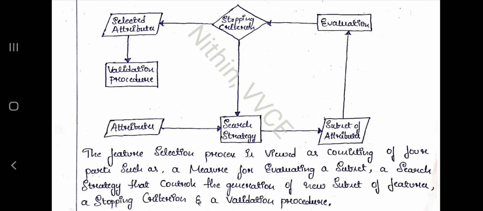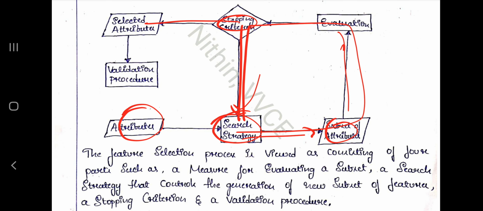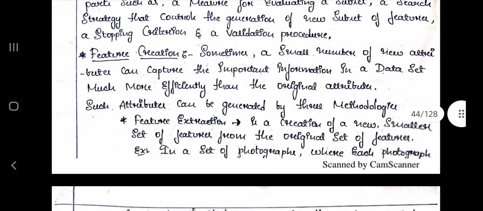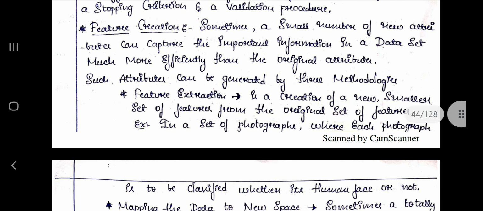Here, what you will do is, attributes are there, they will go to the search strategy, a subset will be formed and evaluation will be done. If it is correct, it will stop; otherwise it will repeat the same thing. Then the selected attributes will be scrutinized again, and then comes the validation procedure. That is about feature subset selection.